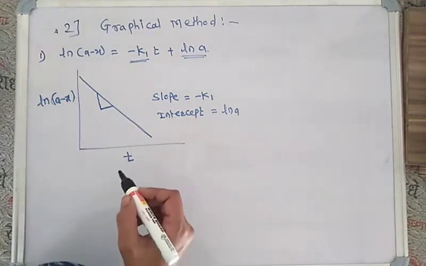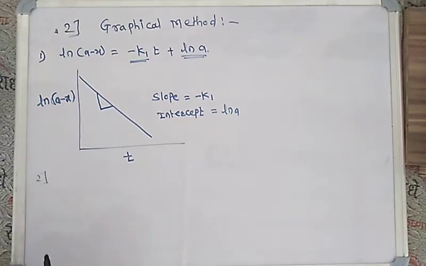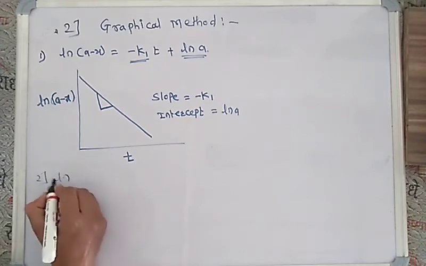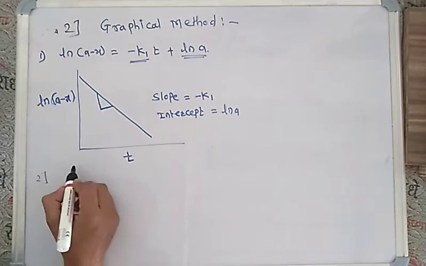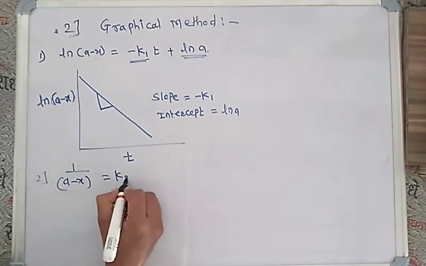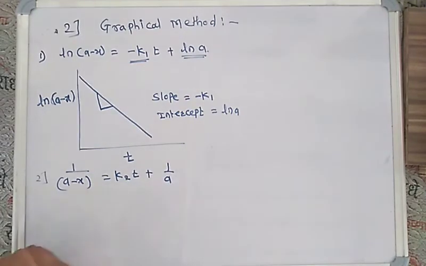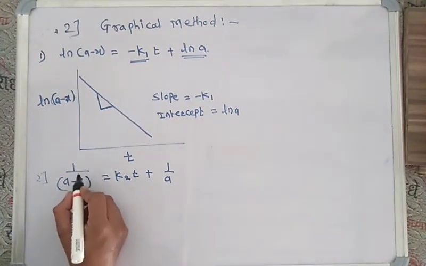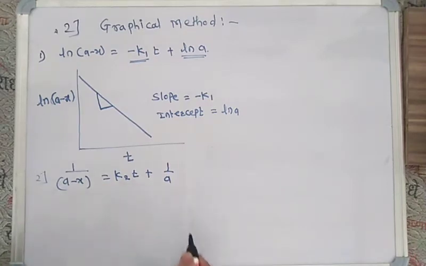Let me see the next, second order. For second order, we see first for equal initial concentration. We know the expression for equal initial concentration. What will be the equation? 1 divided by a minus x is equal to k2 into t plus 1 upon a. This is for equal initial concentration. If we plot the graph of 1 divided by a minus x against time t, we obtain a straight line graph.